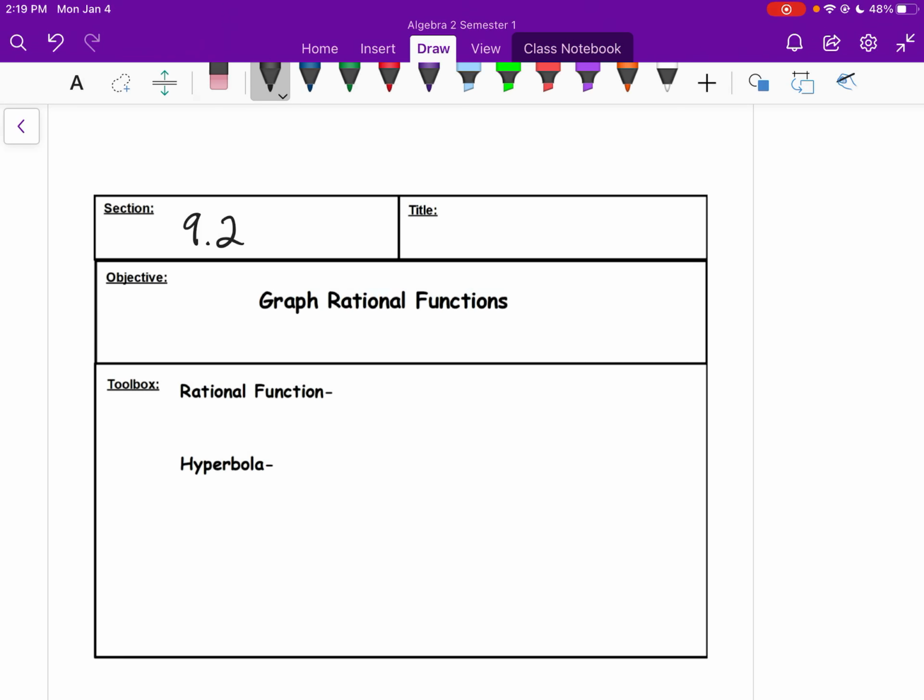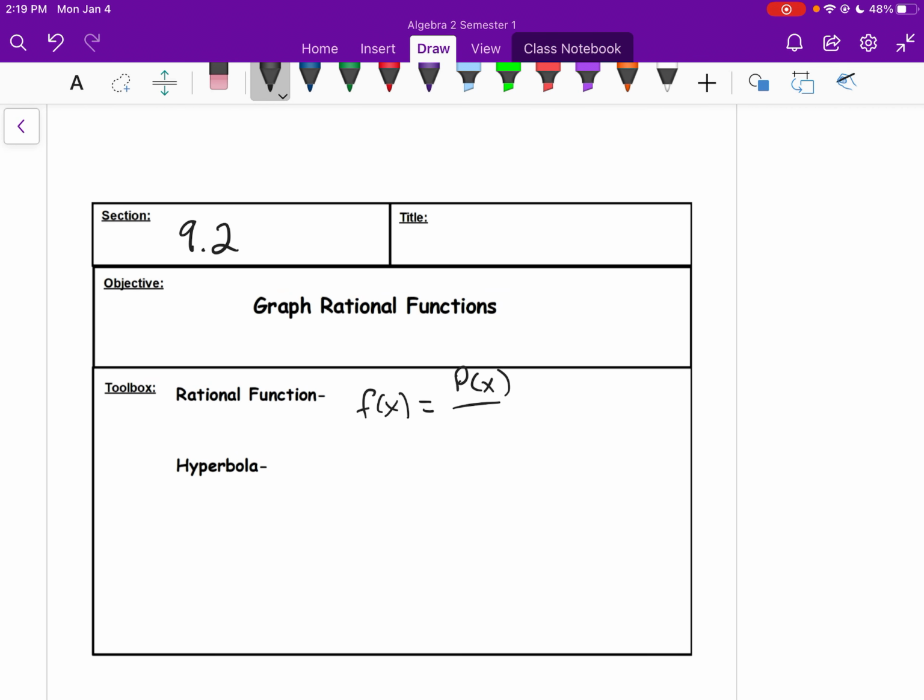All right, 9.2, graphing rational functions. Now, a rational function you're going to see in the form of f of x is equal to p of x over q of x. Now, p of x and q of x represent polynomials. Okay, so we're going to see a quadratic over a quadratic, or a cubic over a quadratic.